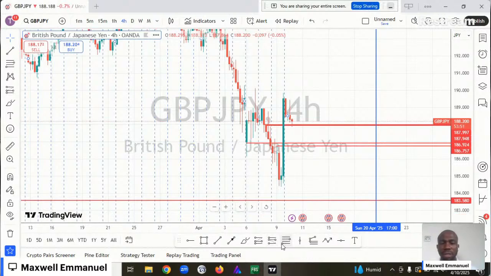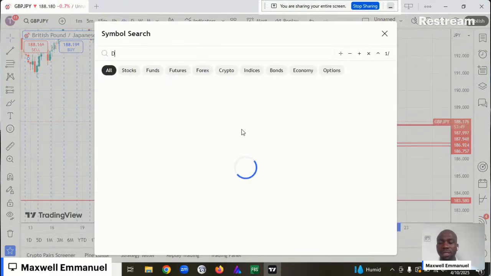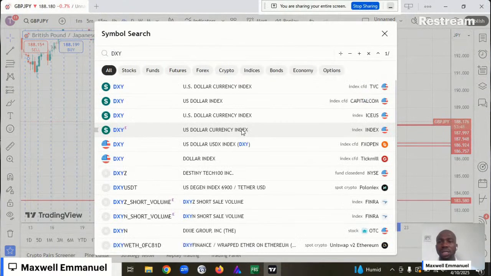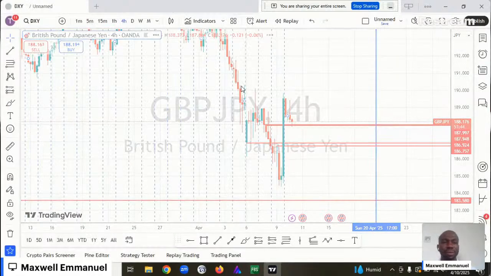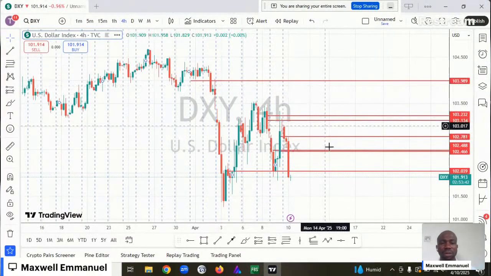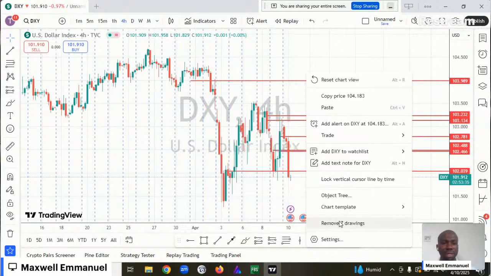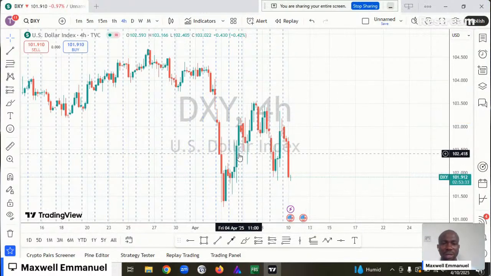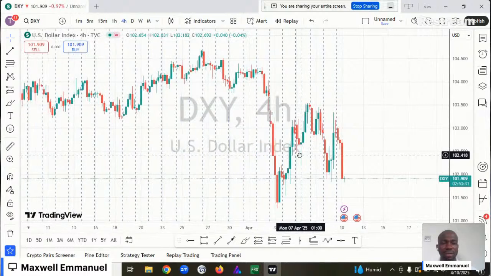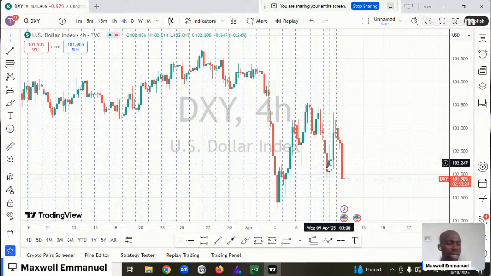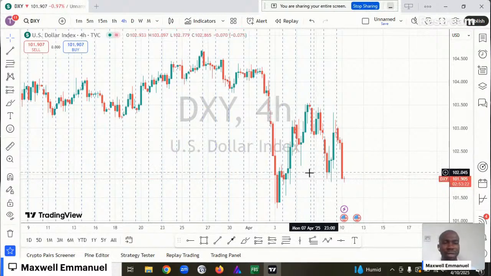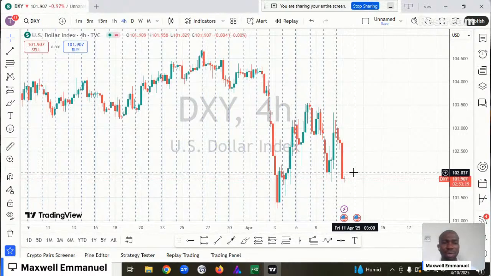Let's see what's happening on DXY, the dollar index. It's been bearish all day. This is the 4 hour time frame. Dollar has been bearish all day, and the likes of GU, AU, NU, EU have been bullish because dollar has been bearish since the open of the market.